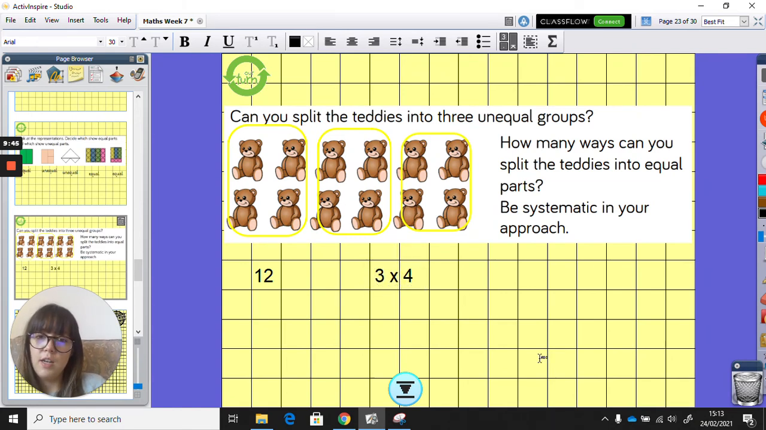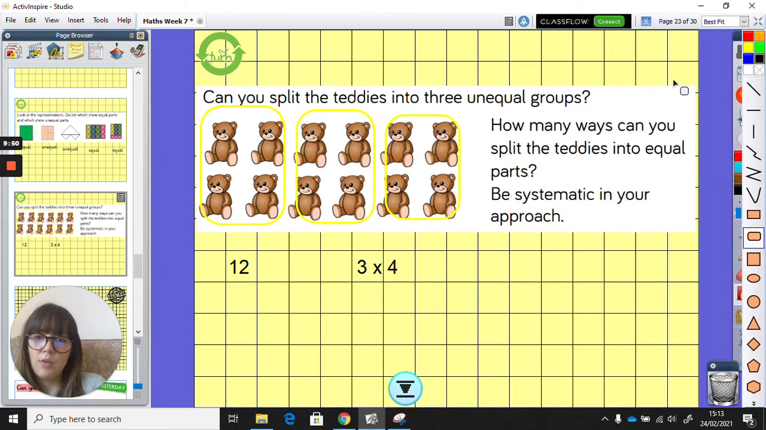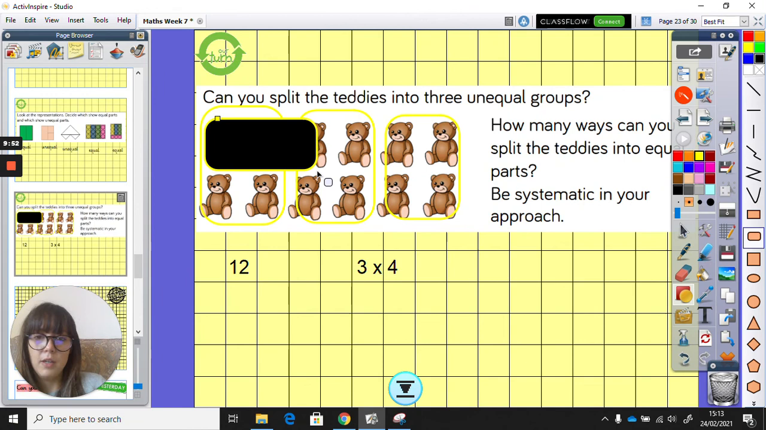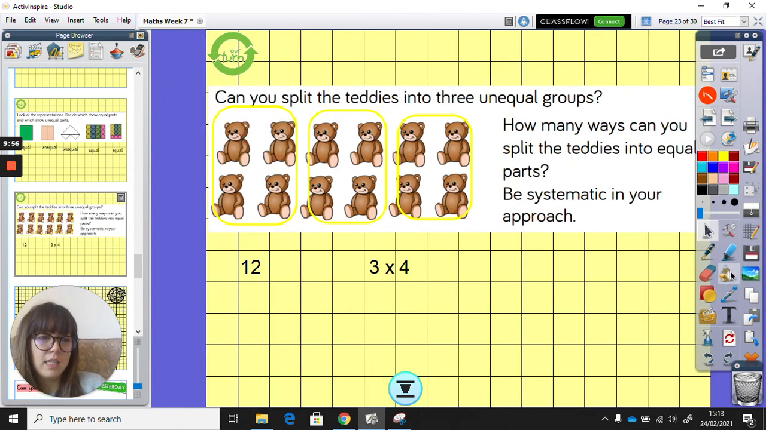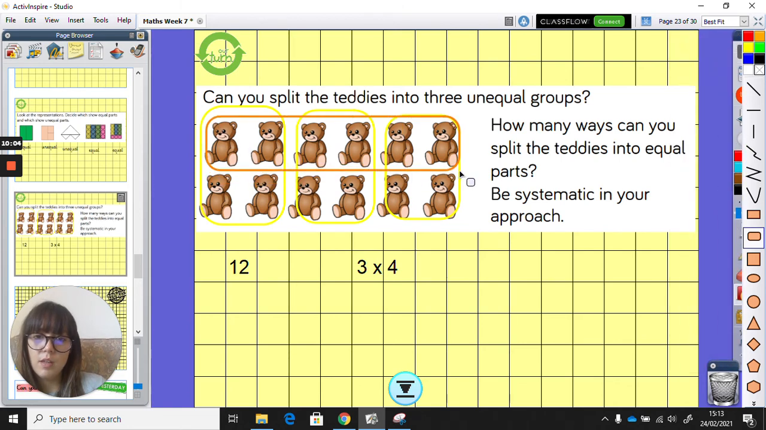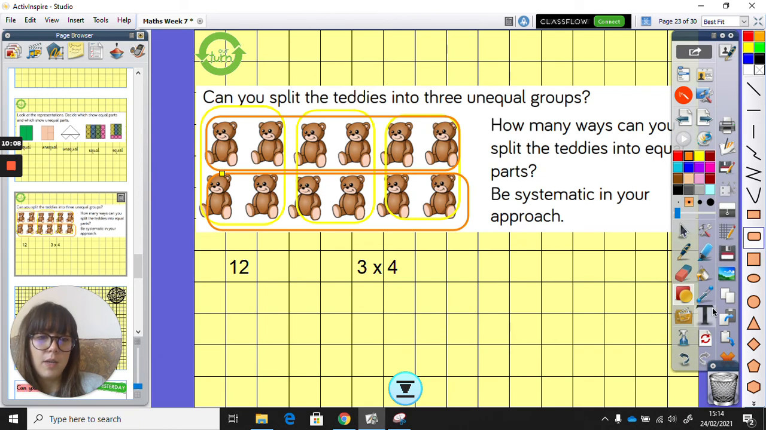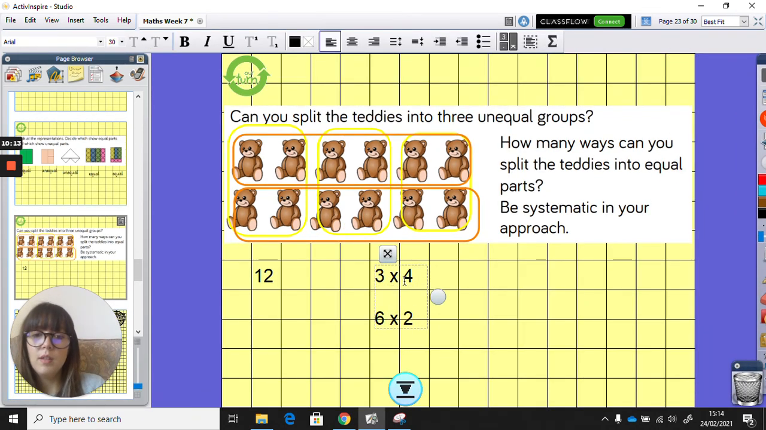Right, let's try another way, shall we? So, we're now going to split the teddies into, oh my goodness me, that does not look very nice, does it? We're going to split the teddies into 2 groups, but they're going to be equal. We're going to do 2 groups of 6. And if you want to be extra clever, that's because you know that 6 times 2 equals 12.